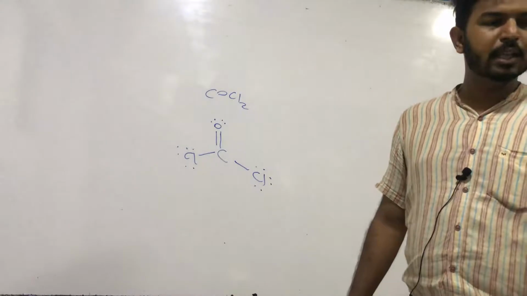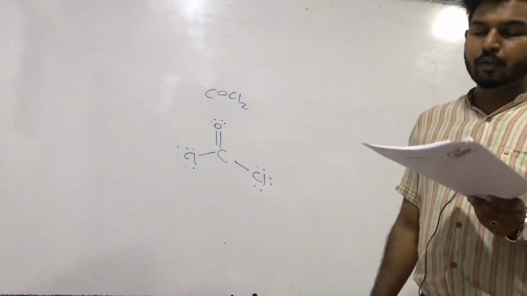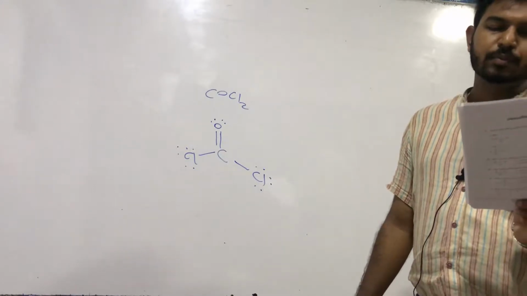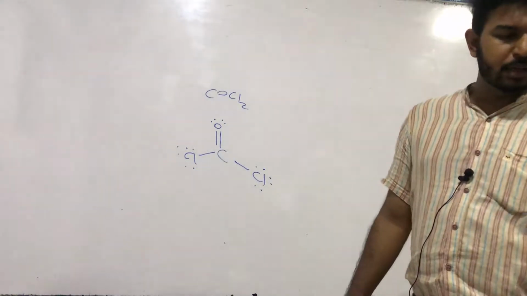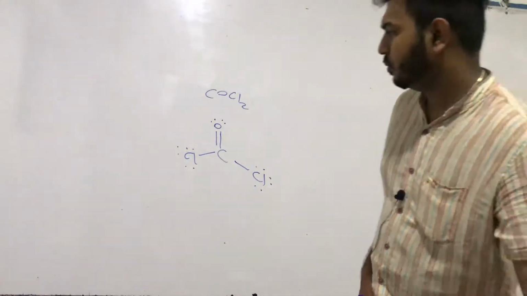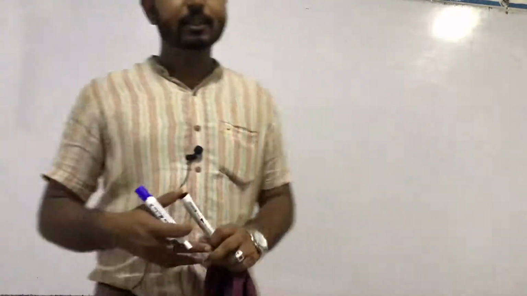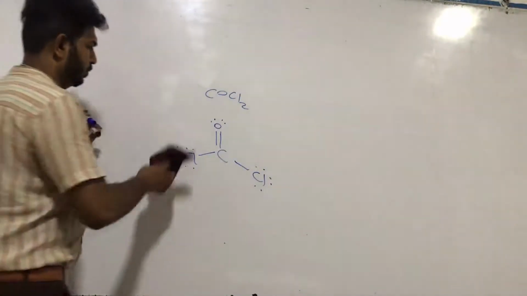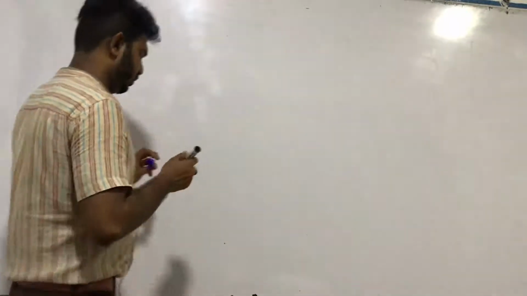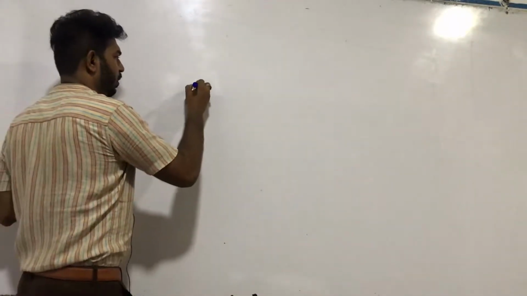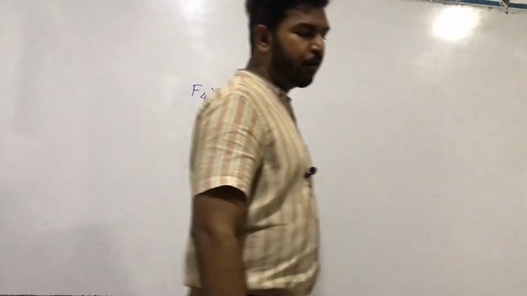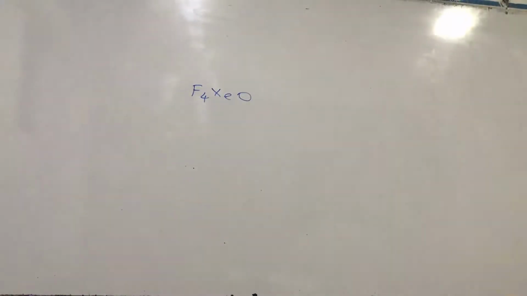So let's draw the last one. You have to draw all the others for homework. Let's try to draw number 28, XeOF4. So which is the most electropositive atom?